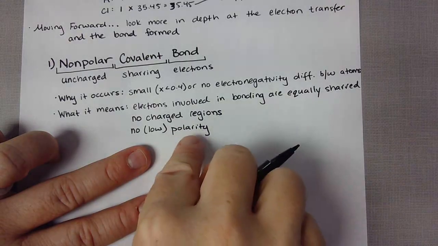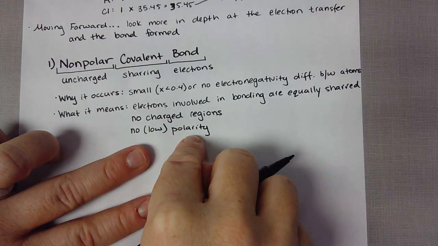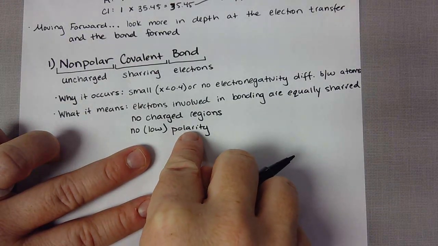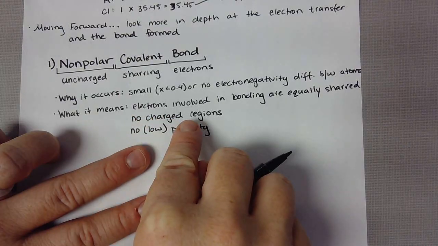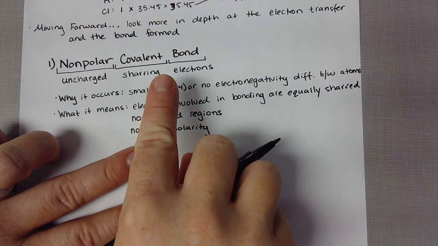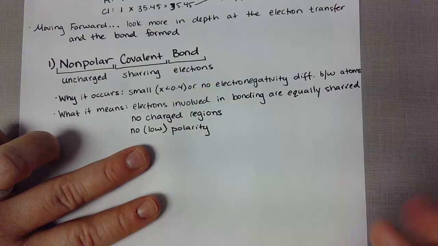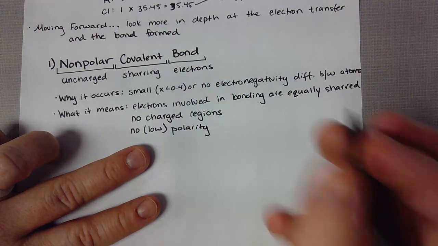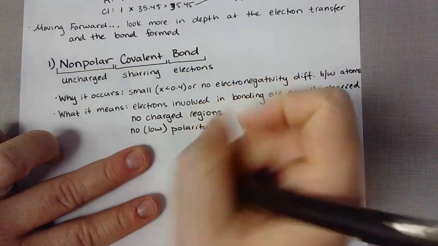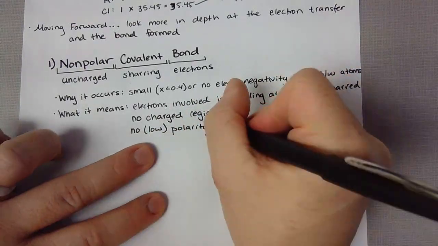Now, the word polarity is kind of a stand-in for magnetic. Because there are no charged regions, these types of bonds are not magnetic. They're not attractive. They're kind of more like plastic. And if they were magnetic, they'd be real weak.